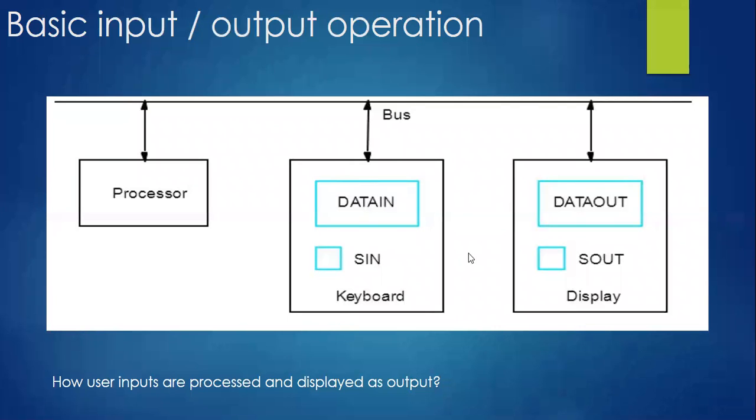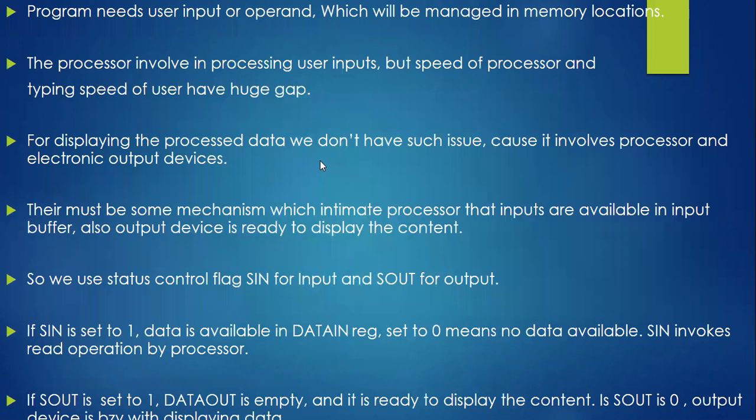So the general working of input and output will be like this. Now we'll see the technicalities residing inside this topic. First point: a program needs user input or operands, which will be managed in a memory location. Whatever programs we have executed or discussed in previous topics obviously expect some operands. Sometimes they will be user-defined operands, sometimes something else. Every operand will be stored in a memory location.